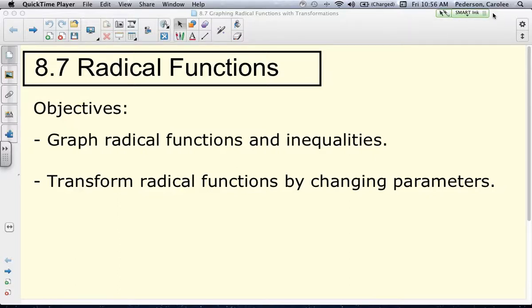This is 8.7. We are going to graph radical functions and apply the transformations that we learned earlier this school year on reflecting, transforming left and right, up and down. So let's start off with our first function.